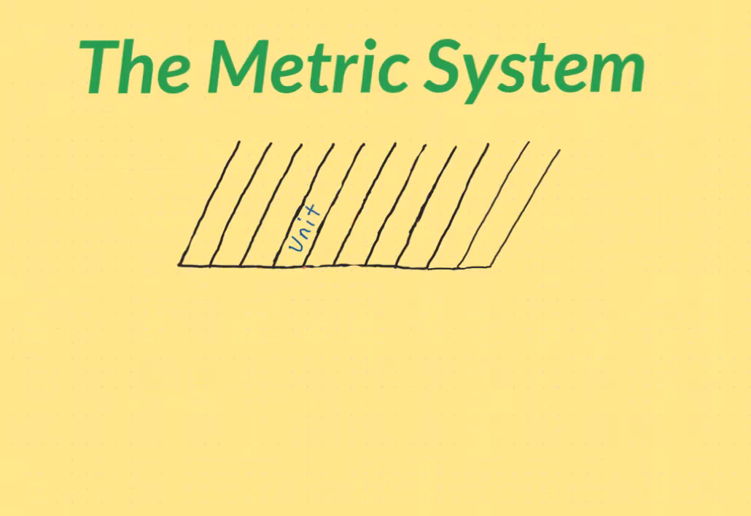And if you have 10 of those units, that will be equal to a deca unit, whatever that unit is. If you're measuring meters, it would be a decameter. Again, that's because you had 10. So if you multiply that unit times 10, you get a deca unit, whatever that is. Gram, liter, meter.